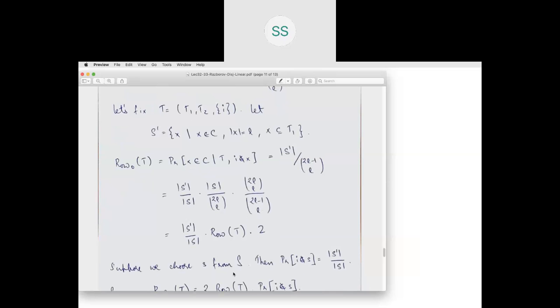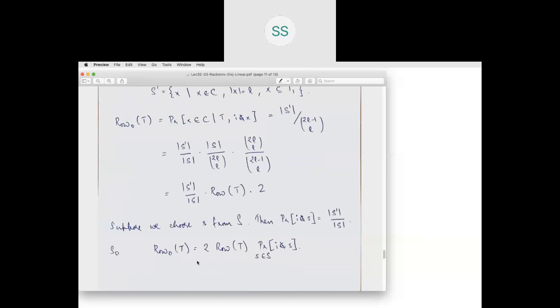Now, suppose you choose a set small s from the set capital S. What is the probability that I is not in s, where the probability is taken over all the choices of small s from capital S? Capital S contains all the elements in S. What is the probability that you will end up getting an element in S prime? It is just the size of S prime divided by the size of S. That is the probability that I is not in s, where small s is uniformly chosen from capital S.